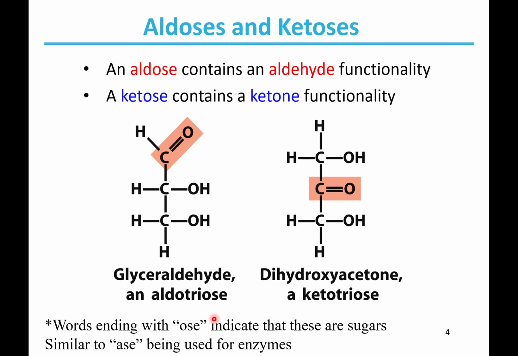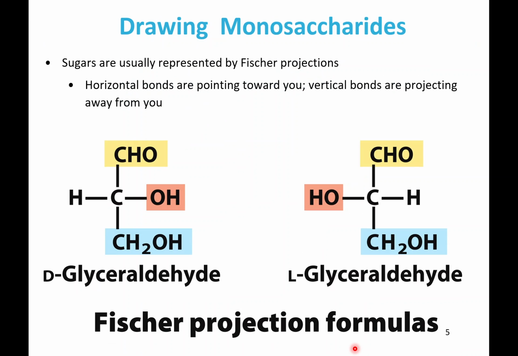Okay, and as we've mentioned before, OSE indicates that these are sugars. Like we've seen before in class, very similar, when something has an ASE on the end of it, it's because it's an enzyme, but OSE denotes that it's a sugar.